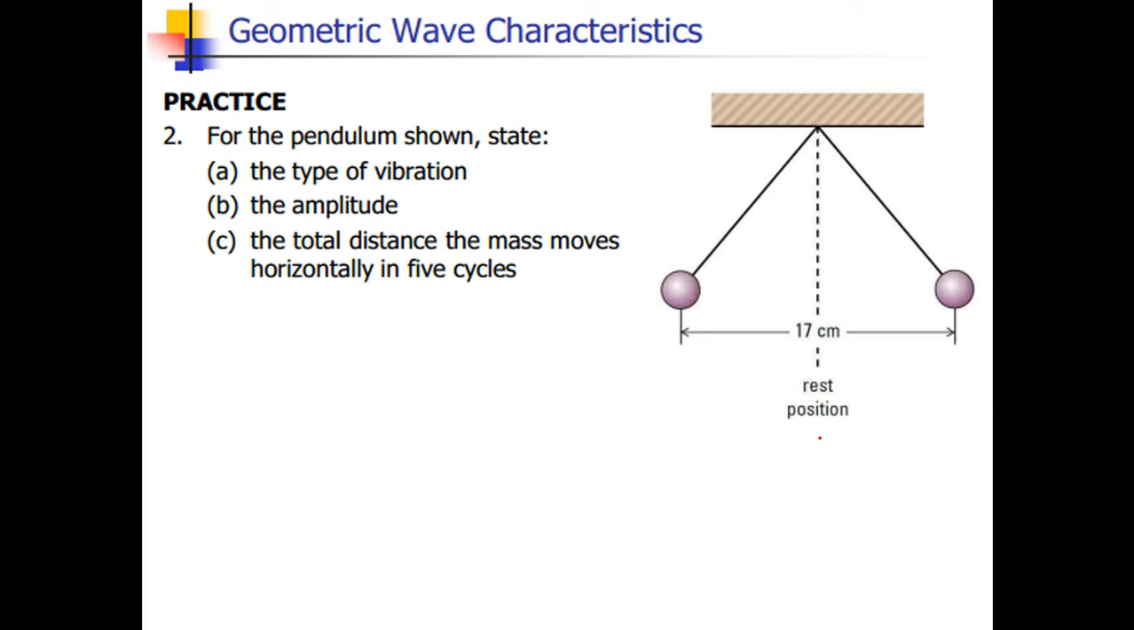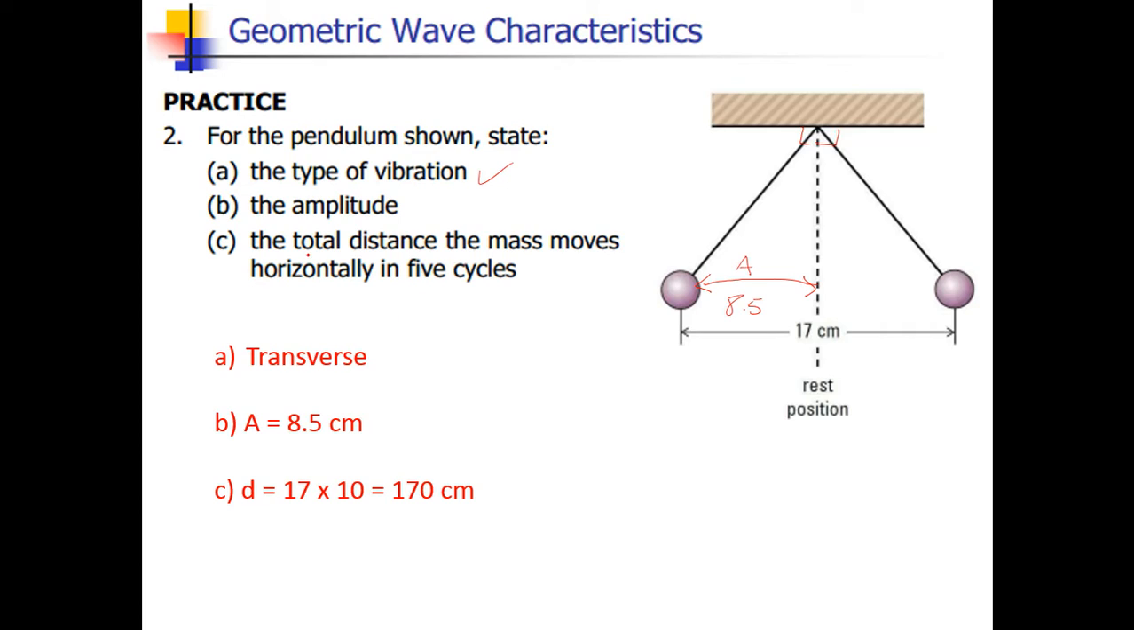Anyway, for the pendulum here, it's asking for the type of vibration, the amplitude, and then the total distance that the mass moves horizontally in 5 cycles. Take a look here. This pendulum is moving at 90 degrees, so that should tell you the type of vibration. It should be transverse. Now the amplitude in this case is half the distance. So here's the amplitude, and half of 17 is 8.5.